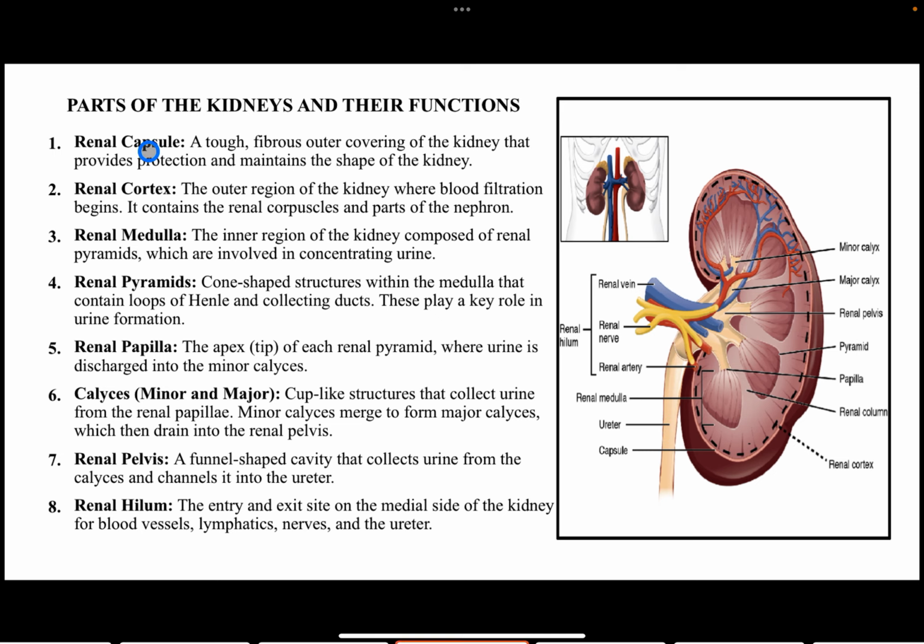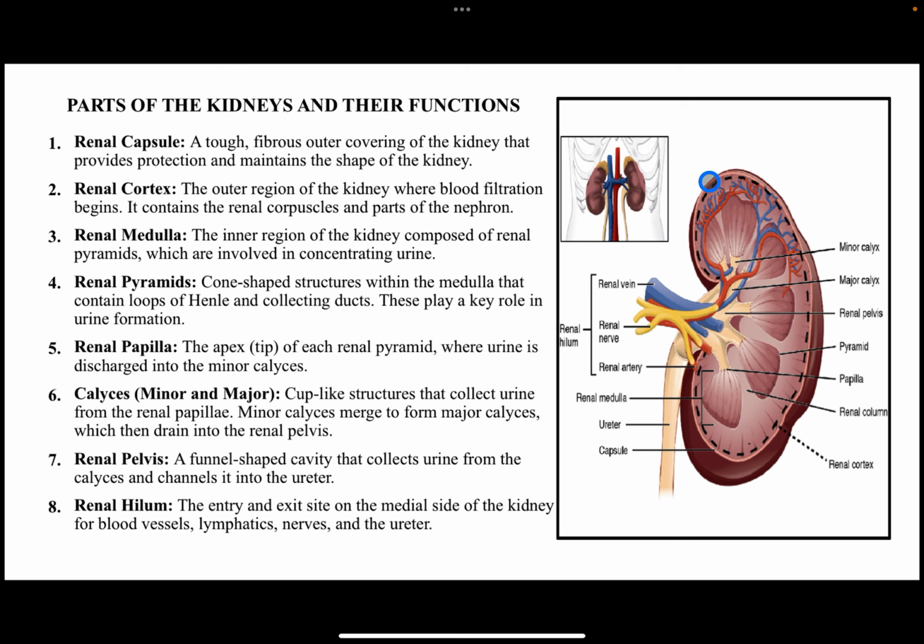Is that okay? Good. So from the renal pyramid, we have the renal papilla, then the minor calyx and then the major calyx. The calyxes are structures that collect urine from the renal papilla. The minor calyxes merge to form the major calyxes. Then the major calyxes drain into the renal pelvis. The renal pelvis, like I said in my explanation, is a funnel-shaped cavity that collects urine from the calyxes and channels it into the ureter.